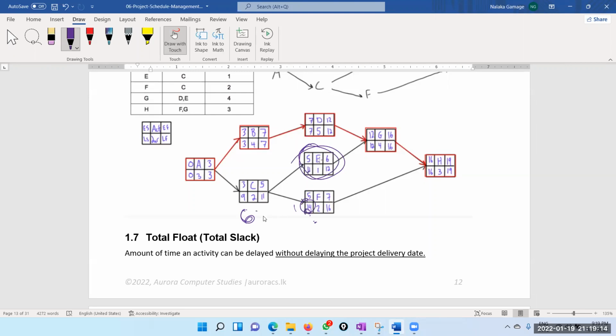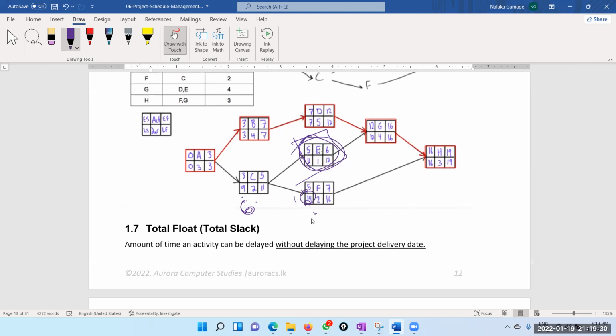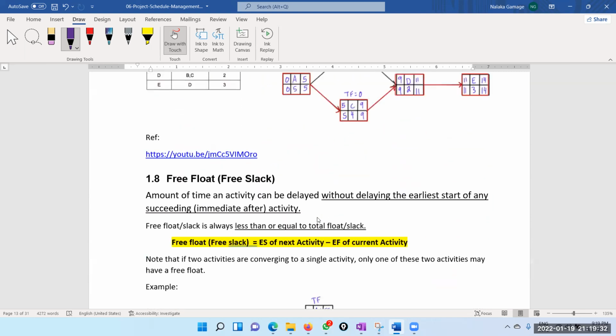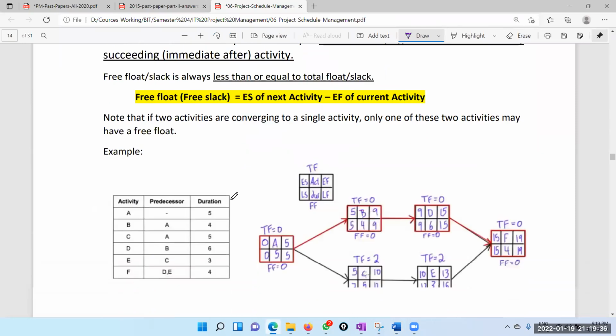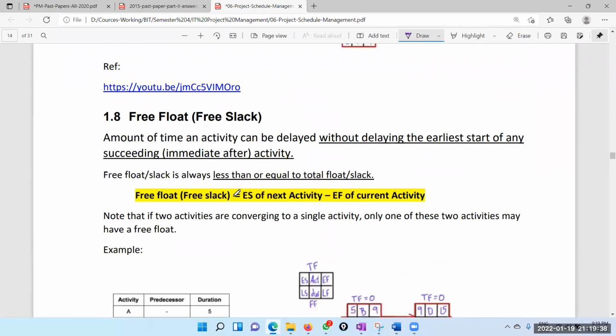Sorry, total slack is 6, but free slack is 0 because each day is delaying this one. Though it is not going to affect your final deadline, it is going to affect another task. So therefore, the total slack and free slack are different there. Right. That is the difference between total slack and free slack.